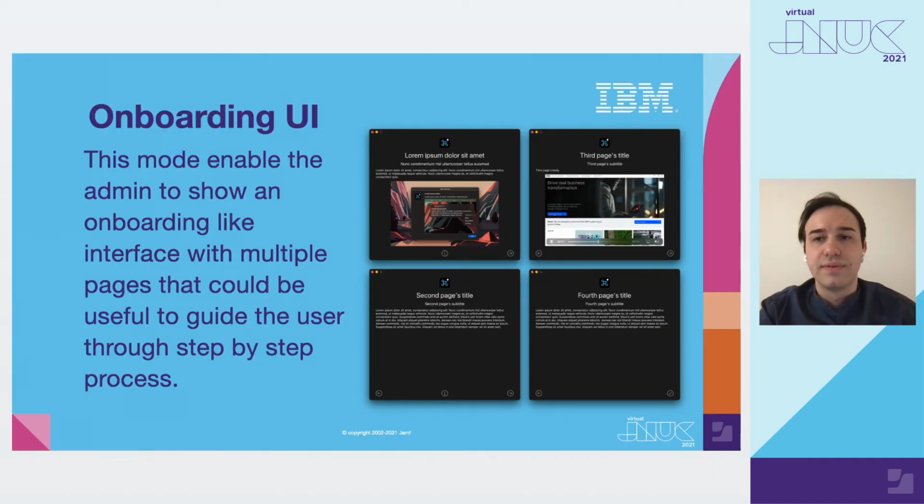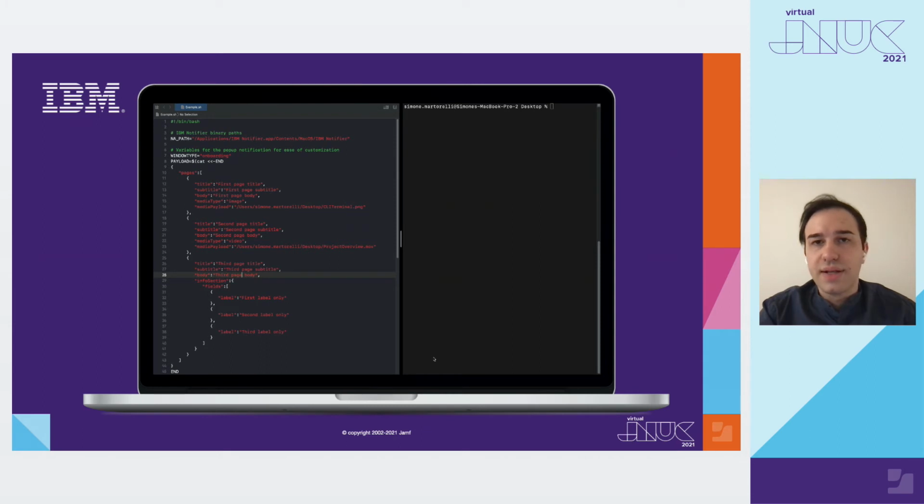The last UI available inside the IBM Notifier is the onboarding UI. This is a really cool way to show and guide the user through a step-by-step process. In order to show you an example of these UIs, it was, to be honest, kind of hard to show it directly inside terminal. This is because the only two arguments that I need to trigger it are the type, onboarding, and the payload. But the payload is a string in JSON format. Now it's kind of difficult to write an inline JSON string inside terminal. At least it's not that readable.